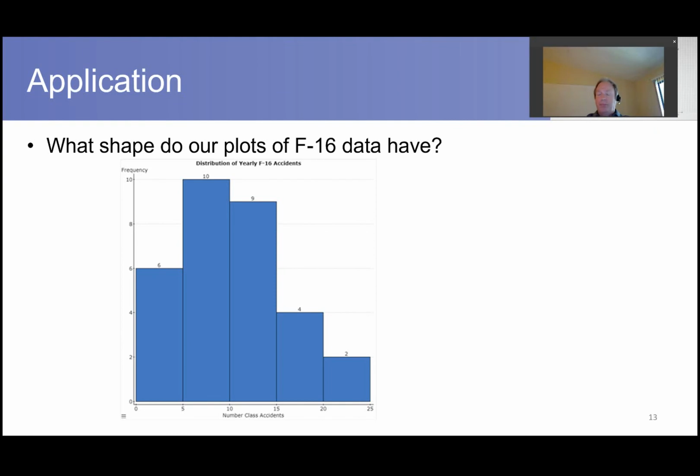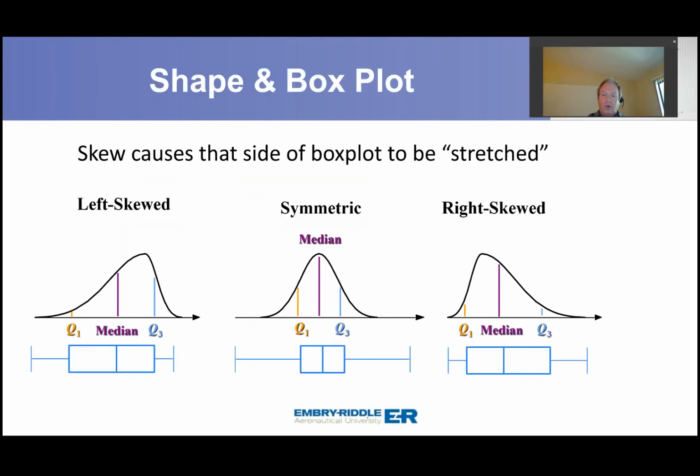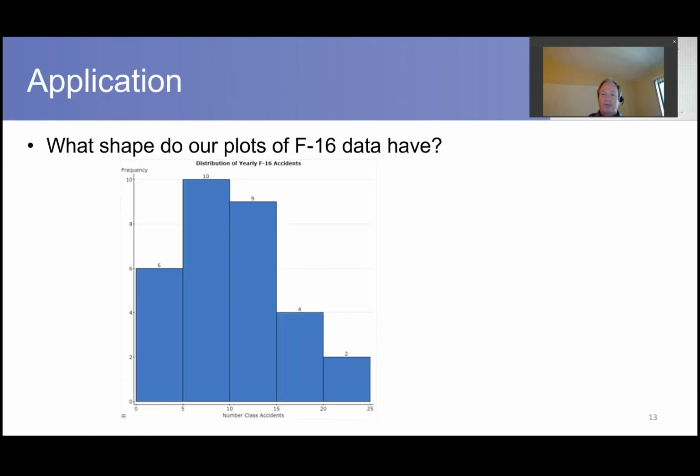I'd like you to take a look now at the plot of the number of accidents, the same plot we looked at previously when we were discussing a number of modes. Now I want you to tell me what shape you think this plot has. Is it more like symmetric, right-skewed, or left-skewed? Which one does it look more like?